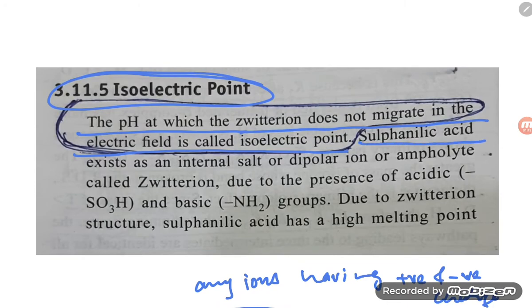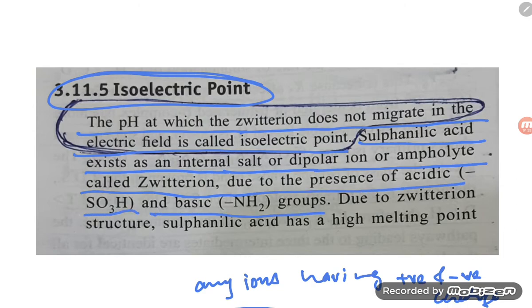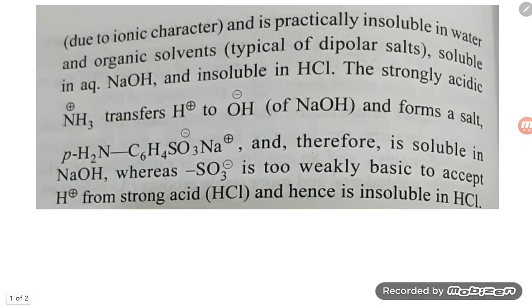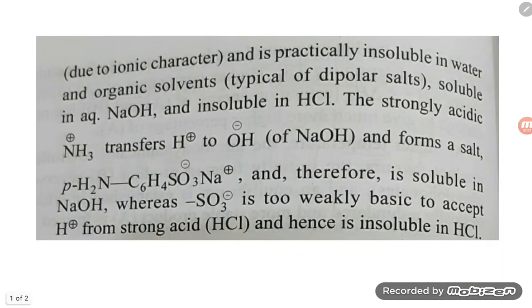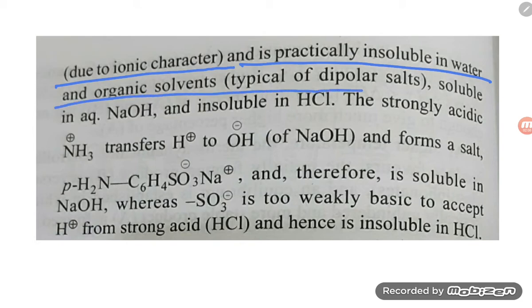Sulfanilic acid exists as an internal salt or dipolar ion, called an ampholyte, the zwitterion, due to the presence of acidic SO3H and basic NH2 group. Due to the zwitterion structure, sulfanilic acid has a high melting point due to ionic character, and is practically insoluble in water and organic solvent, typical of a dipolar salt.